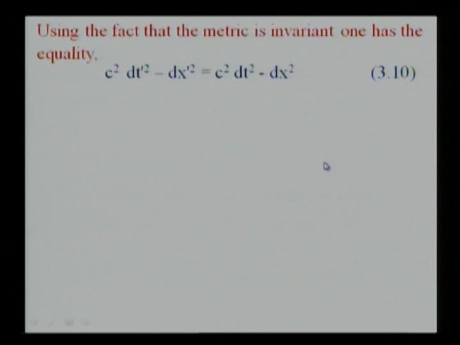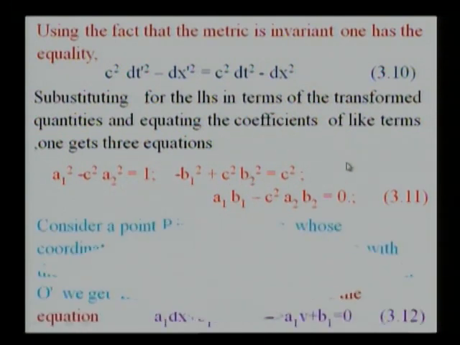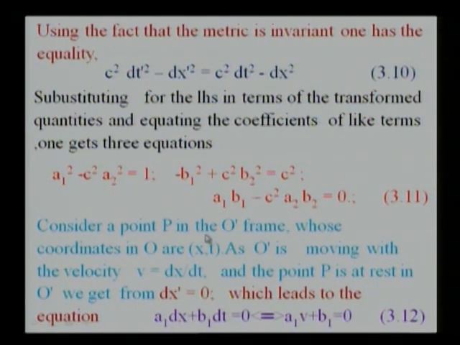ds squared has to be the same: c squared dt prime squared minus dx prime squared should be c squared dt squared minus dx squared. So I substitute here, and immediately you find that matching the terms of equal dimensions, you get a1 squared minus c squared a2 squared equal to 1, and two other equations. That is 3 equations, but you need a fourth equation because there are 4 unknowns. Now consider a point P in O prime whose coordinates in O are x and t. As O prime is moving with velocity v, and the point P is at rest in O prime, you get dx prime is 0, but dx by dt is v.